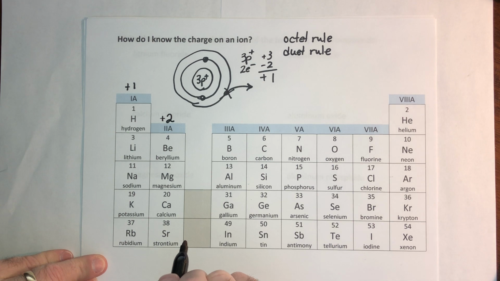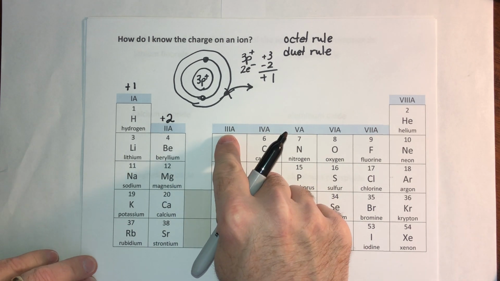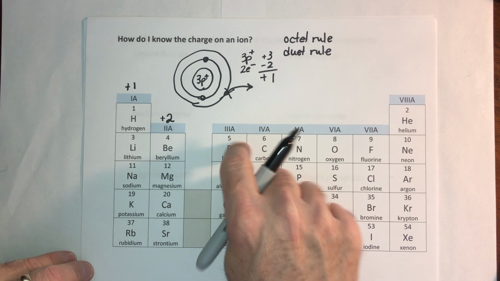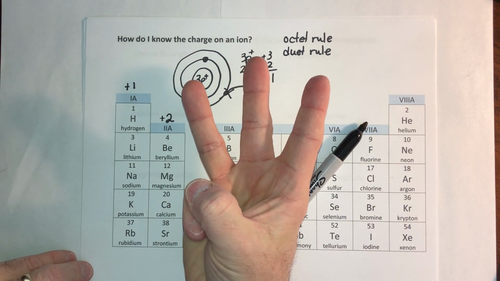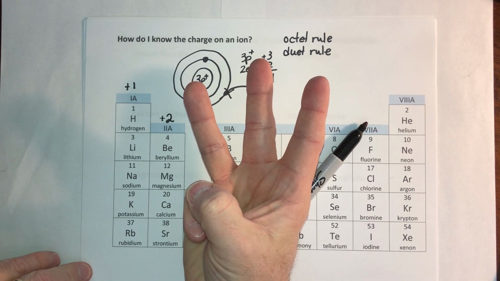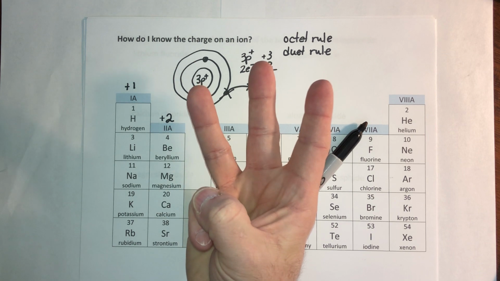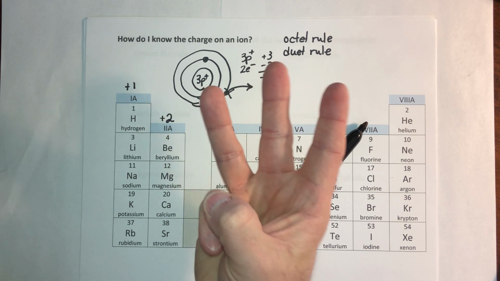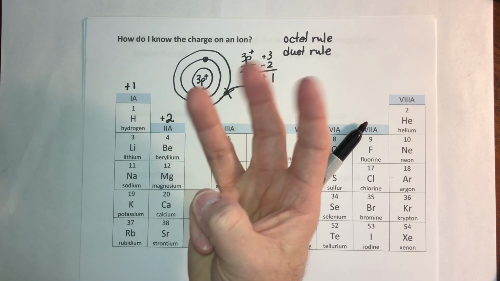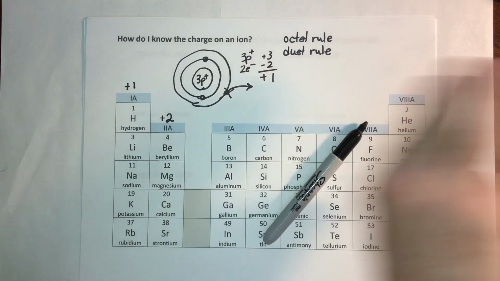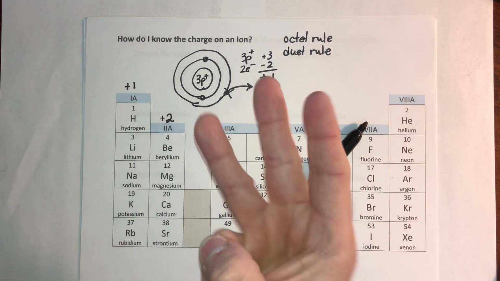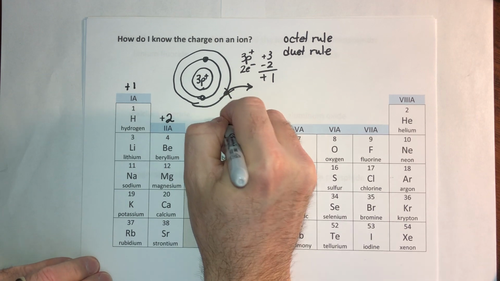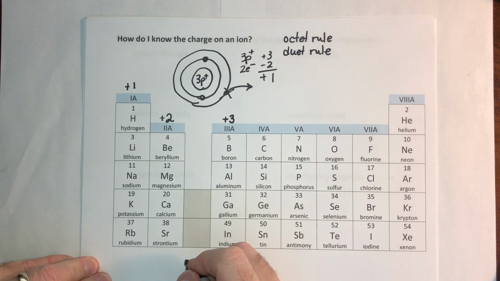If you look at group number 3, 3A, you've got 3 valence electrons. You would really like to have 8, but you need to get 5 more, and that's impossible, right? You're not going to get 5 more electrons. So what you're going to do is take this 3 and give them away. If you give away 3 electrons, you end up with a +3 charge.